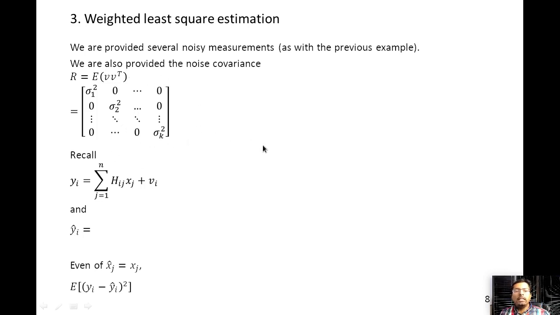So if you calculate the expected value of V V transpose, we're assuming the noises V1 and V2 are uncorrelated, and then the covariances are sigma 1 through sigma k. So again, we use the same formulation. Everything else kind of remains the same.